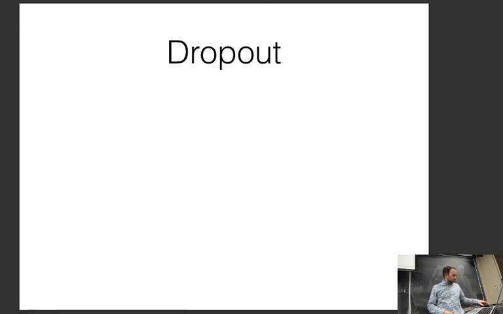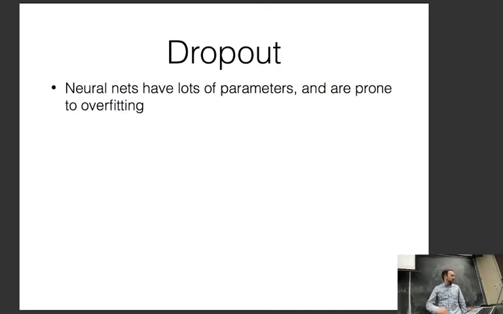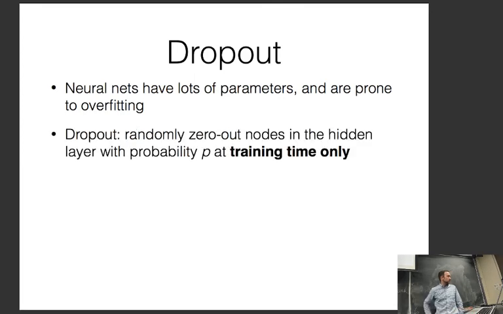So dropout. This is another way to prevent overfitting that you probably hear about relatively frequently if you read neural network papers. The way this works is by randomly zeroing out nodes in the hidden layer with probability p. You do this at training time only. At test time, you do not do this. So if we have our feature vector of extracted parameters, we zero out some of them. We set some of them to 0, and we keep the other ones the same.